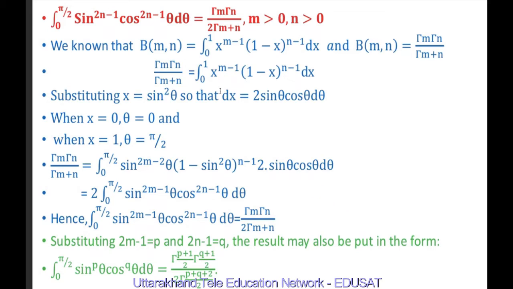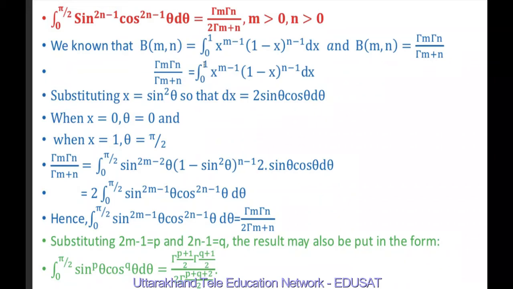If we substitute x equal to sine square theta here, so dx is equal to 2 sine theta cos theta d theta. Here the limits are from 0 to 1, and we have changed the variable x to theta. If x is equal to 0 here, then theta will be equal to 0 because sine 0 is 0.